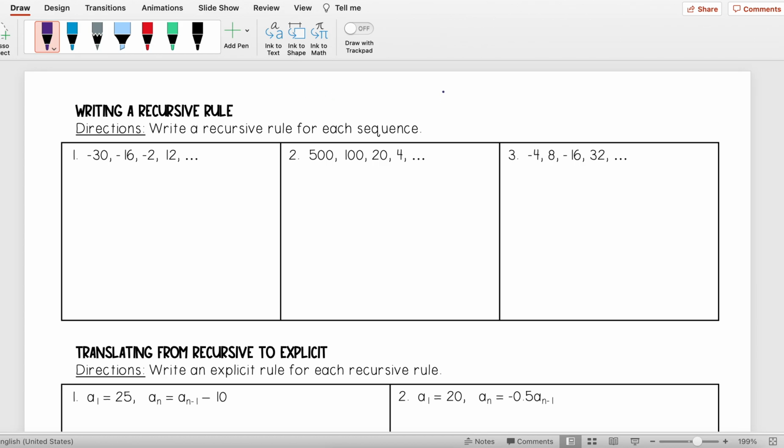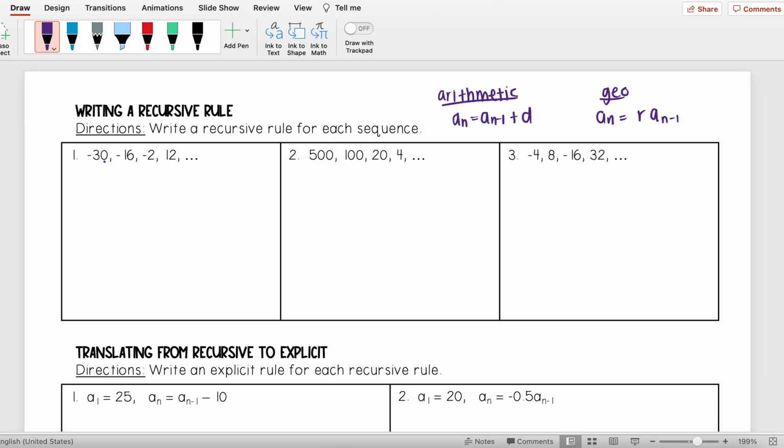So for arithmetic, it's going to be an is equal to an minus 1 plus d. For geometric, it'll be an is equal to r an minus 1. And both of these are going to start with what a1 is equal to.